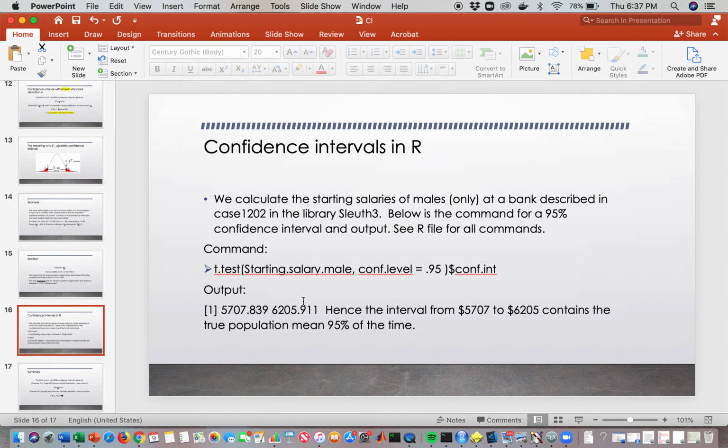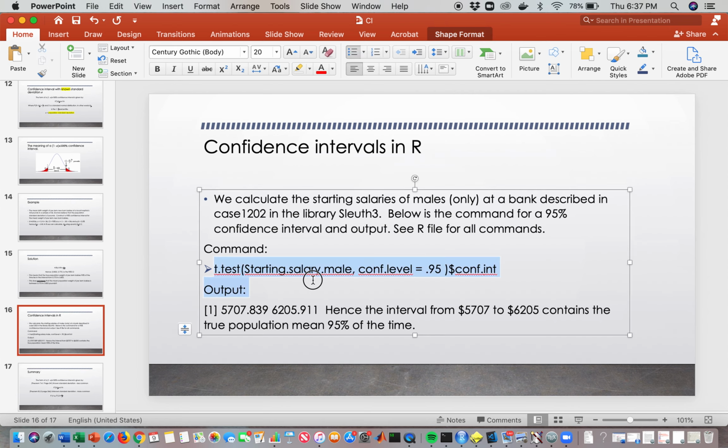We've looked at this case 1202, which is the starting salaries of males and females at a bank. I'm going to calculate a 95% confidence interval for the males at this bank. You have an R file for all the commands, but here's the one that calculates the 95% confidence interval. That's the command. This is the confidence level, and this is the data that I'm feeding in. It's called starting salary.male. And it outputs the confidence interval.